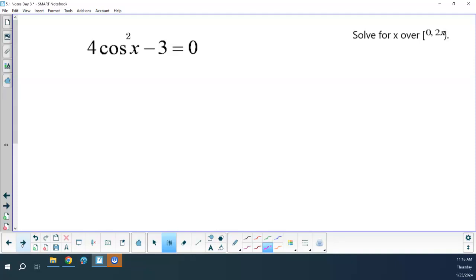What if this were 4y squared minus 3 equals 0? What would you do first? I'd add 3 to both sides. Then what would you do? Divide by 4.